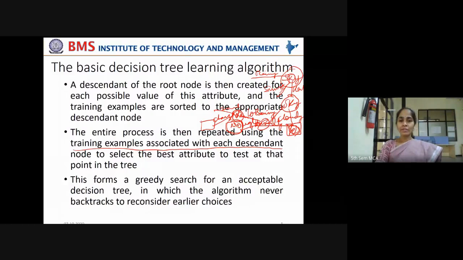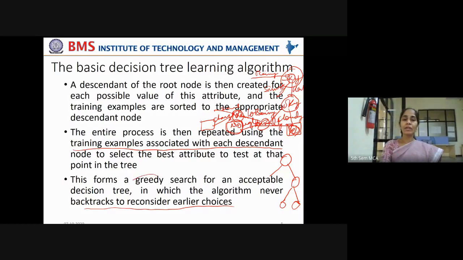Okay. Now, this forms a greedy search for an acceptable decision tree, in which the algorithm never backtracks to reconsider earlier choices. This is the only drawback of decision trees. They can't backtrack. Once an attribute is selected as the best classifier for that particular point, it goes forward to construct further levels of the decision tree. Once the decision tree is constructed, it doesn't backtrack to check whether its previous considerations are correct or not. That is the only drawback.